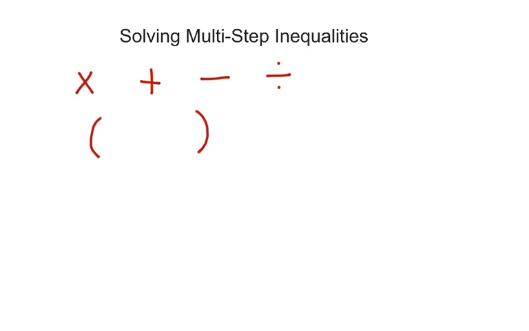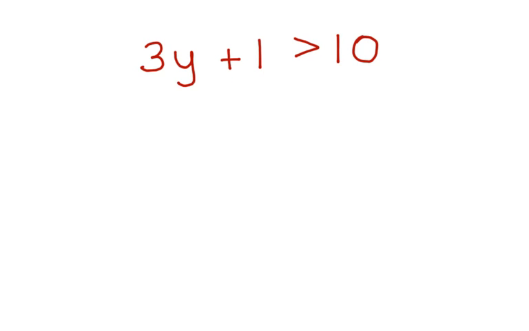To figure out how to solve a multi-step inequality, we're going to start off right away with an example. 3y plus 1 is greater than 10. Right away you can see that there are two operations. We have multiplication and we have addition. We want to figure out what values are going to work in the solution set for y, so we need to get y alone. In the same way that you would solve a multi-step equation, we're going to solve this inequality. Let's start by subtracting 1 from both sides.